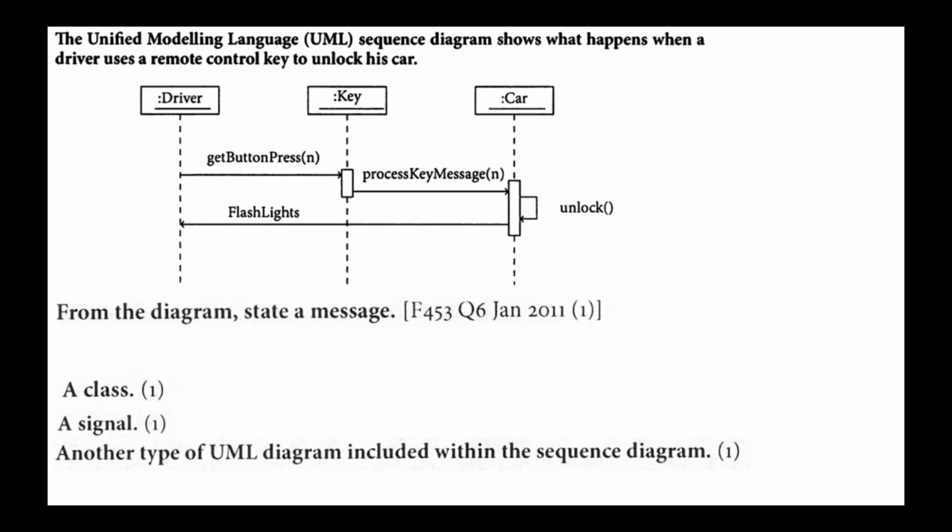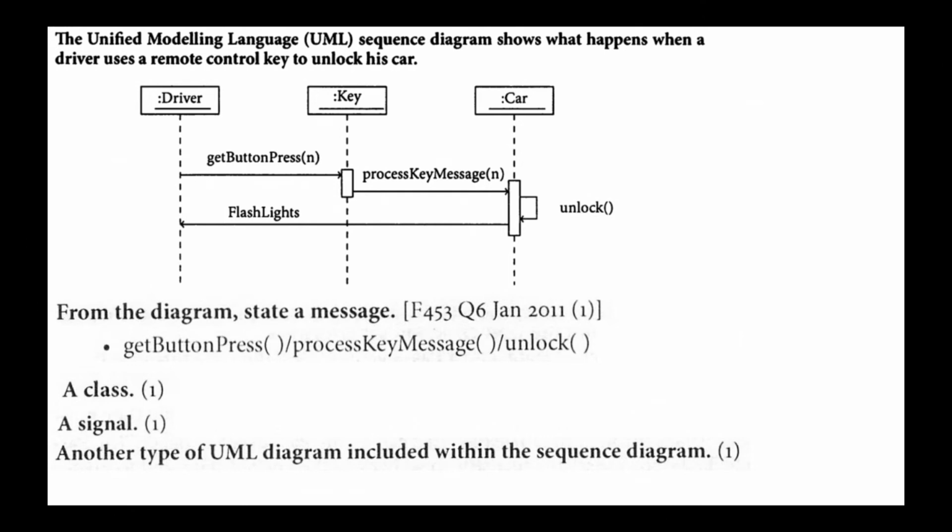Unified Modeling Language sequence diagrams show what happens when a driver uses a remote control key to unlock his car. So the breakdown: the driver gets the button pressed, then the key processes the key message in the car, it then unlocks, so the lights flash. State a message: that is the get button press or process key message or unlock, the things with the brackets.